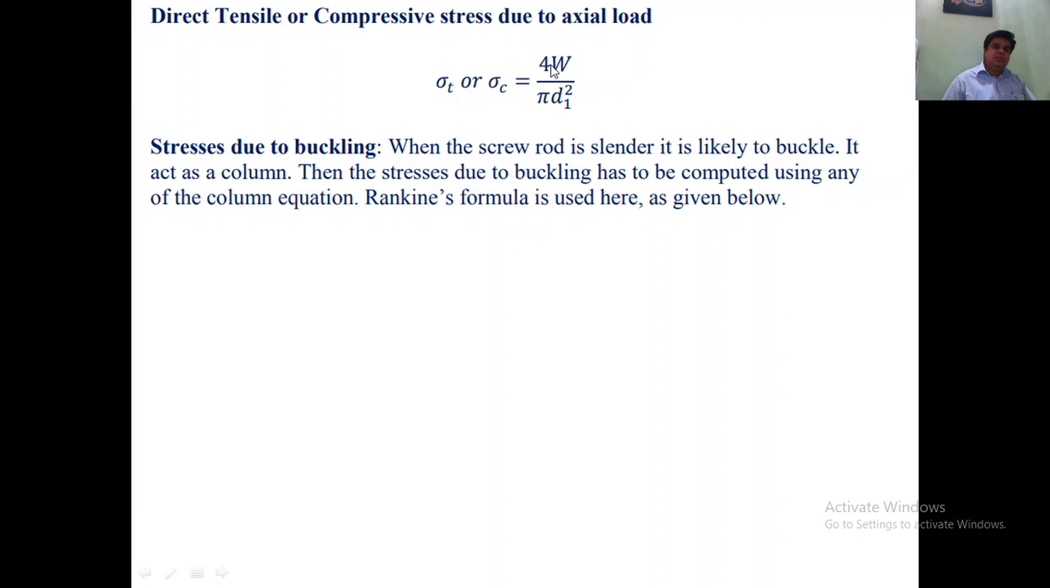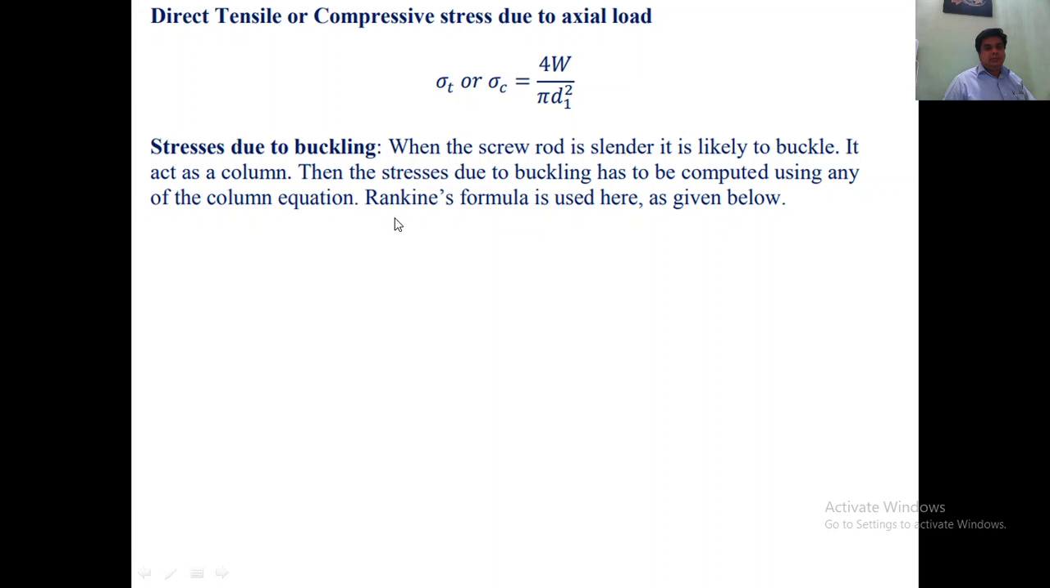So the force or the weight is W on that power screw or the screw rod, and the area, since the rod is usually circular in cross section, is pi by 4 d square. It's the cross-sectional area of that circular screw rod. So this is the direct stress or the axial stress on the screw rod. It can be tensile or compressive, but the formula remains the same, force by area. The force is nothing but the weight carried by the power screw, and the cross-sectional area of that screw rod is pi by 4 d square, since it is circular in cross section.